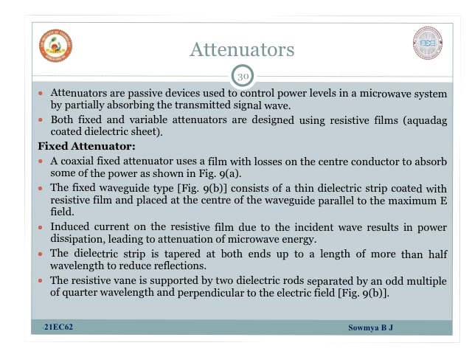So, what is the definition for the attenuator? Attenuators are passive devices. They are used to control the power levels in the microwave system, and that is done by partially absorbing the transmitted signal wave.